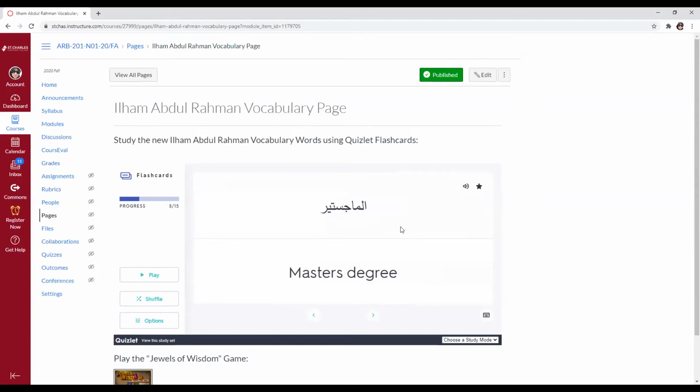Next. El Magister means master's degree, الماجستير. متخصص في means to specialize in or to be a specialist in. If it's feminine, if you're talking about a female, you'll say متخصصة في. You'll add that ta marbuta to the end of متخصص. Okay, so متخصص في for a male, متخصصة في for a female.